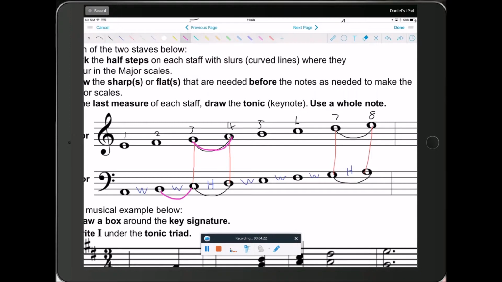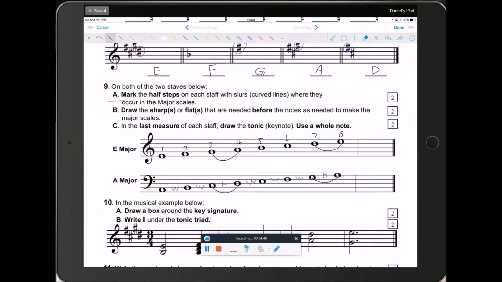Alright, so let's back this up a little bit. I'm just going to leave that there for you. Remember, that's where the half steps go: between 3 and 4, and 7 and 8. Or if you want to use the major scale pattern, WWH, WWWH, the half steps are at the H's. Okay, so we should now have letter A done.